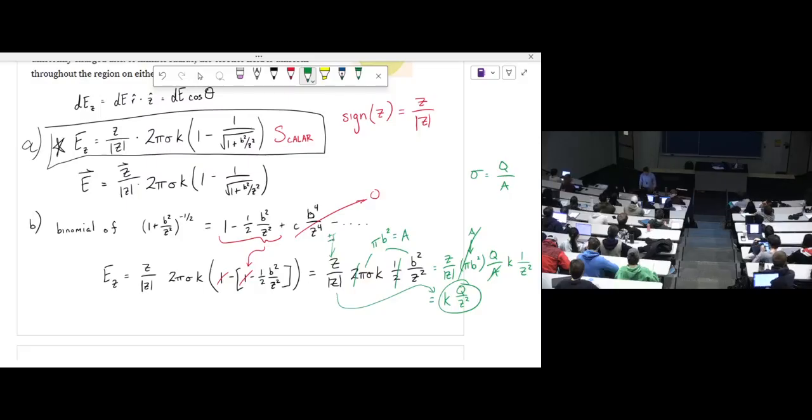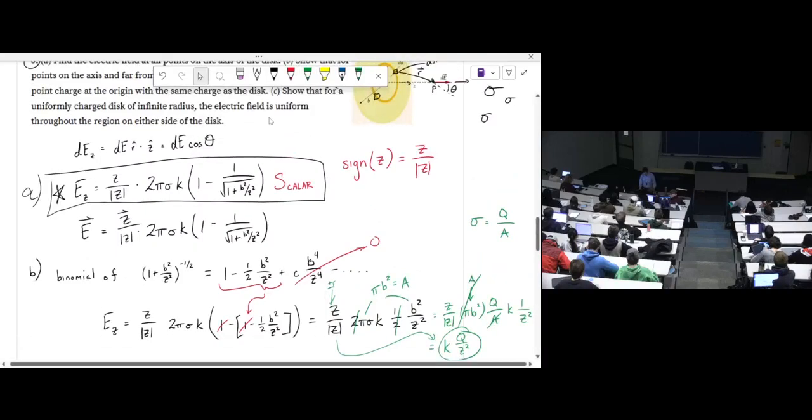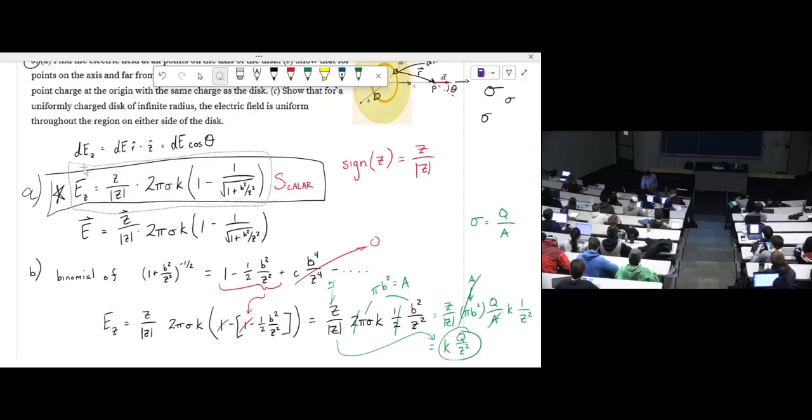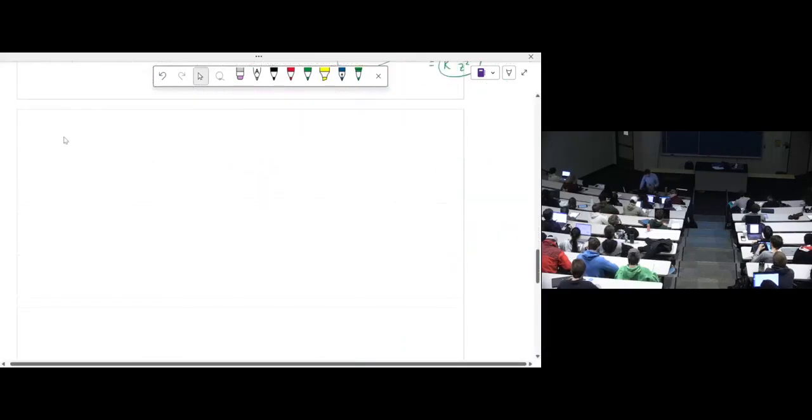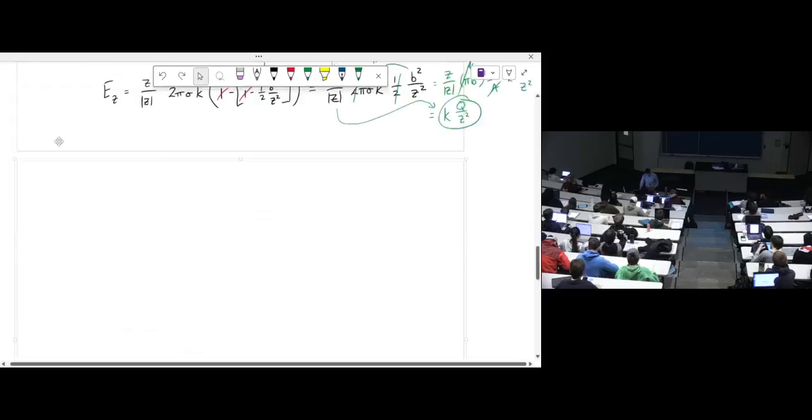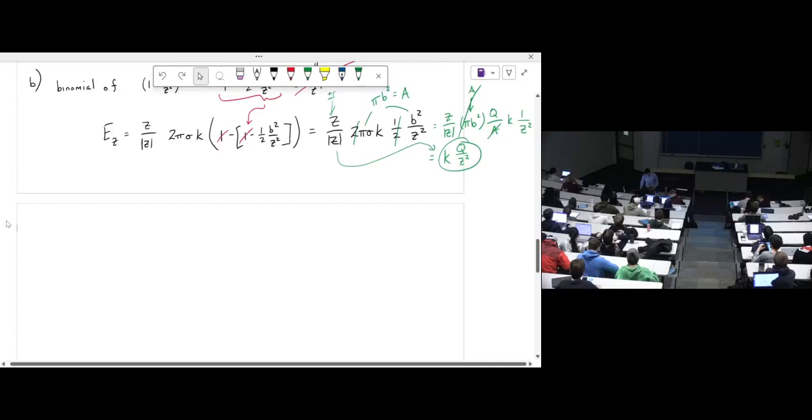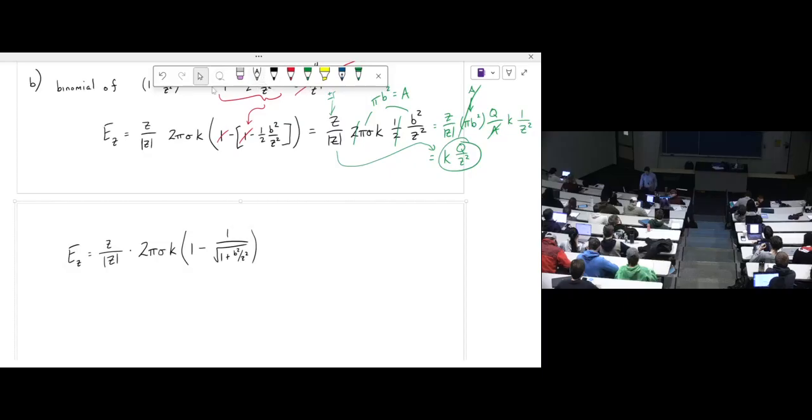The last part of this, and maybe the most significant result, is to show that for a uniformly charged disk of infinite radius, the electric field is uniform. So we're taking this right here. Let's copy that and then put it, say, right here. Is that going to work? No, that's not going to work. Let's put it right here and then move it. We want to take the limit of this.